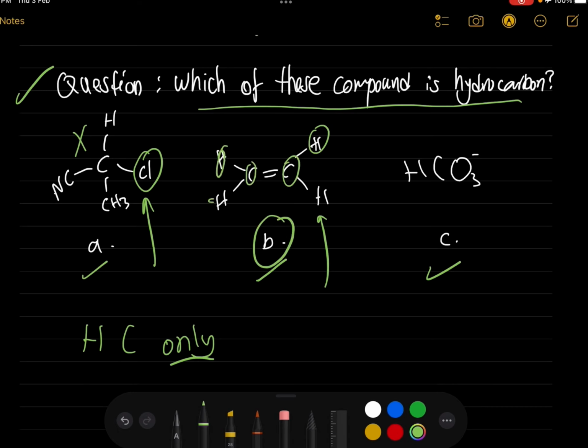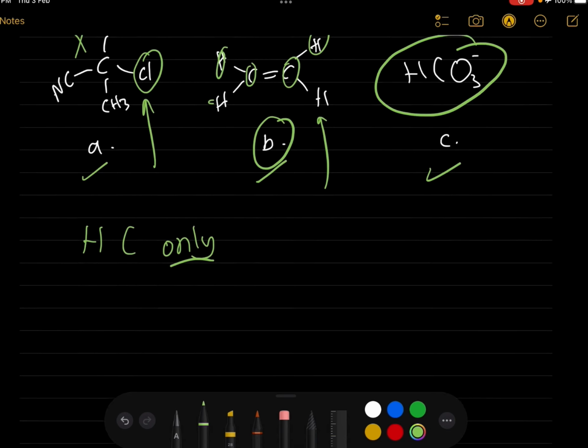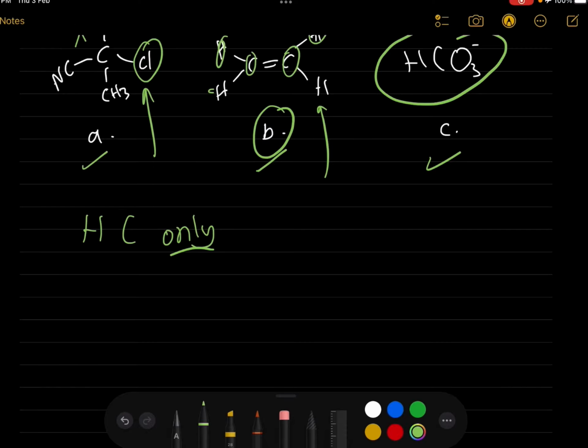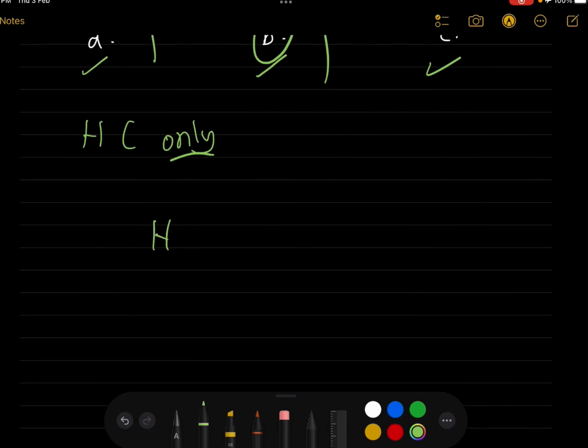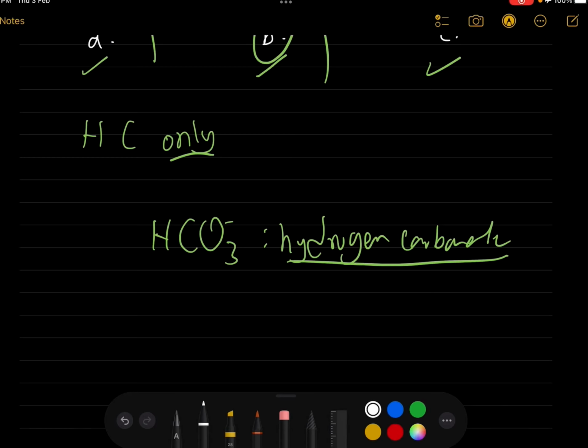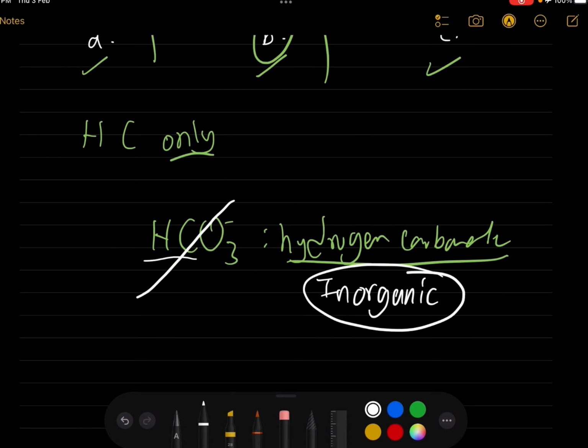But if you look at this one here, you have hydrogen and carbon, so it's supposed to be a hydrocarbon, so the answer is B. Look at this, it contains hydrogen carbonate. And by the way, put a note here, it's not a hydrocarbon. If you look at HCO3, it's hydrogen carbonate. Keep in mind, hydrogen carbonate is inorganic. It's an inorganic compound. It's not organic, even though you have hydrogen and carbon. In this case, hydrogen carbonates are inorganic. These are not organic at all.